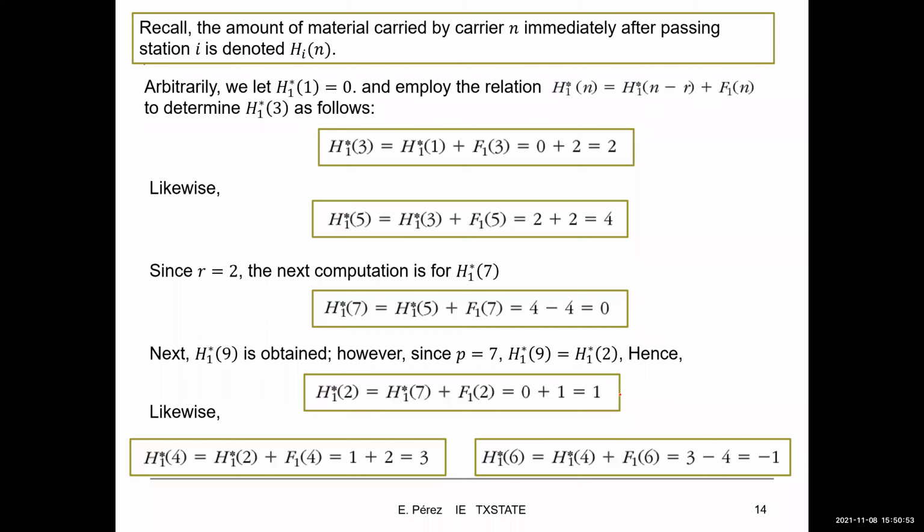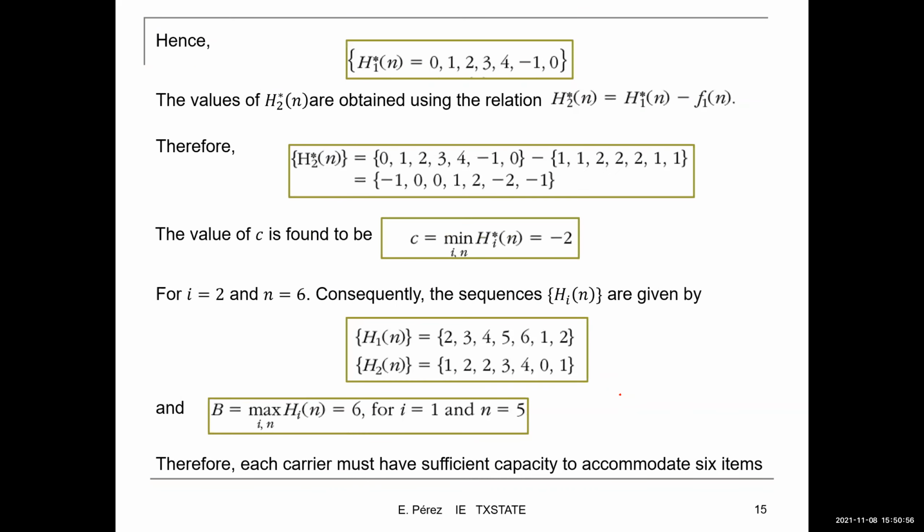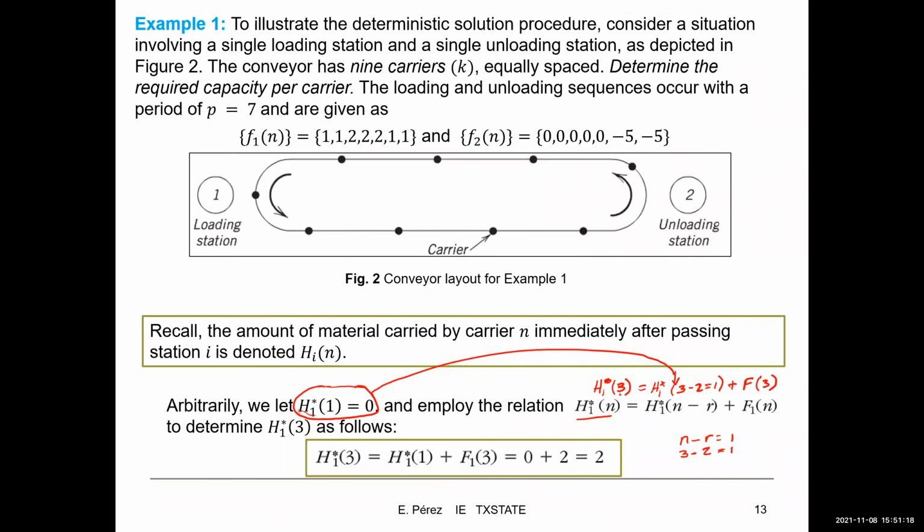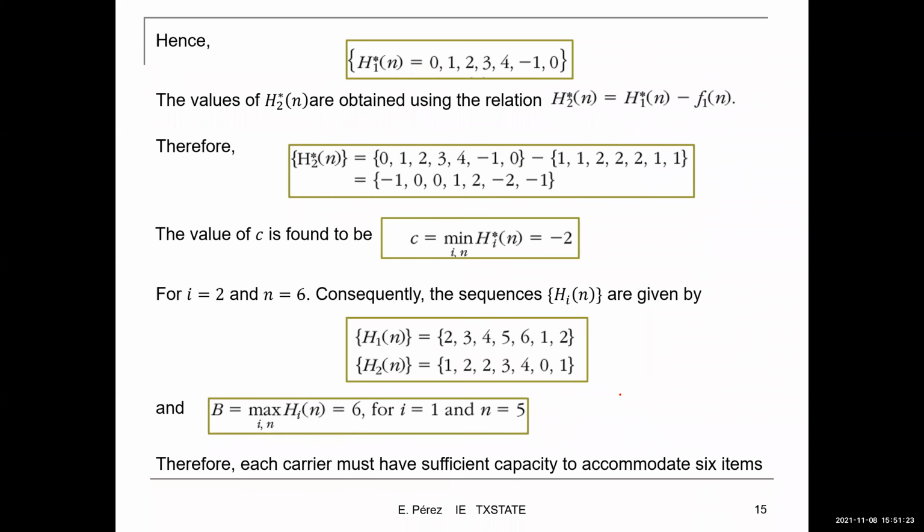So once I got all these numbers, here's the set 0, 1, 2, 3, 4, minus 1, and 0. Now I can find the values for H2 star of n, which is going to be the difference between H1 star of n minus F1 of n. I have F1 of n here, I identify that set is given. So I'm going to subtract that set from this one, and this is the resulting set for H2 star of n.